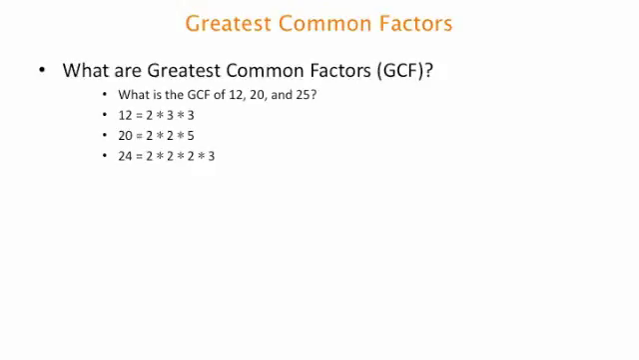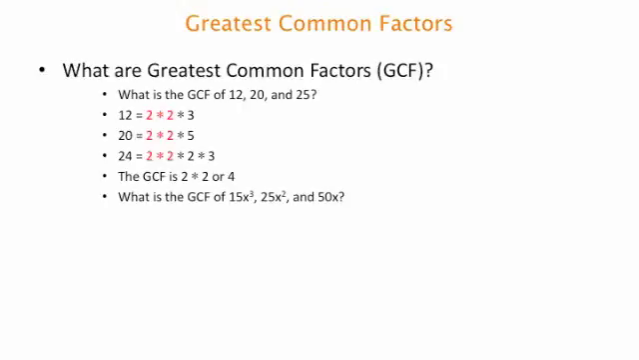What's the greatest common factor of 12, 20, and 24? Again, I list the prime factors of 12, which are 2 times 2 times 3, 20 is 2 times 2 times 5, and 24 is 2 times 2 times 2 times 3. What they have in common, they each have two 2's. So the greatest common factor is 4, 2 times 2. I don't consider the 3 because it's not in 20, and I don't consider the 5 because it's not in 12 or 24.